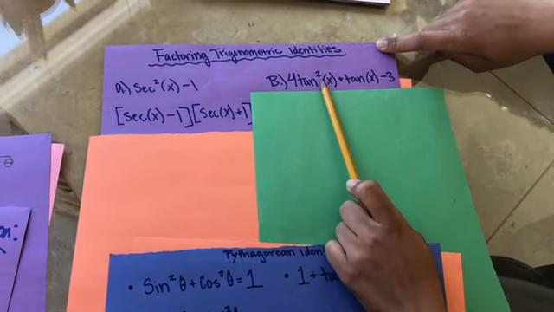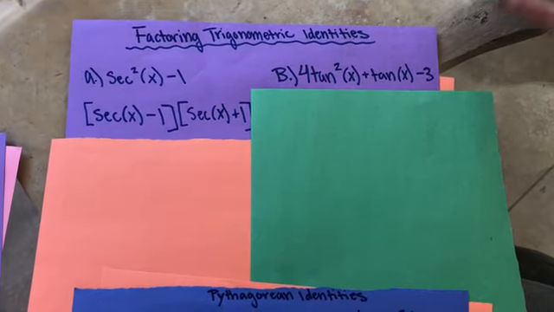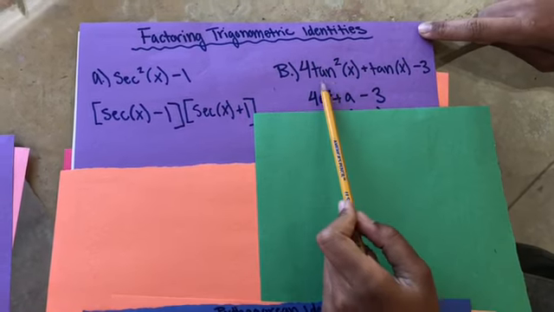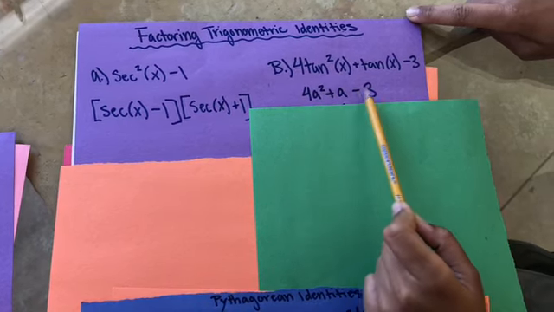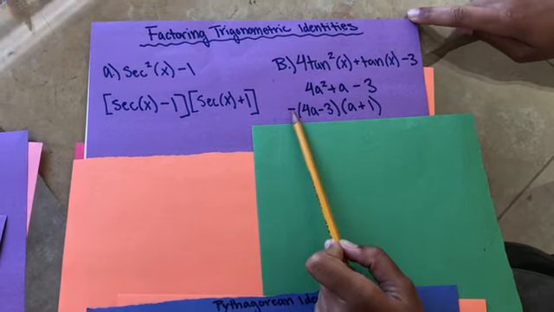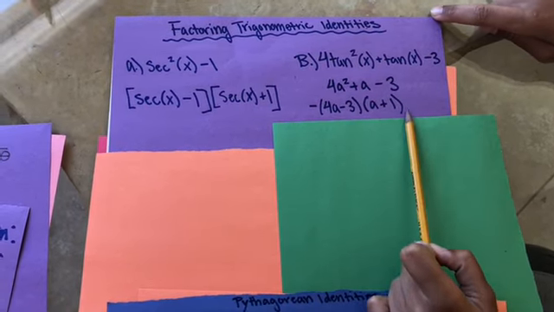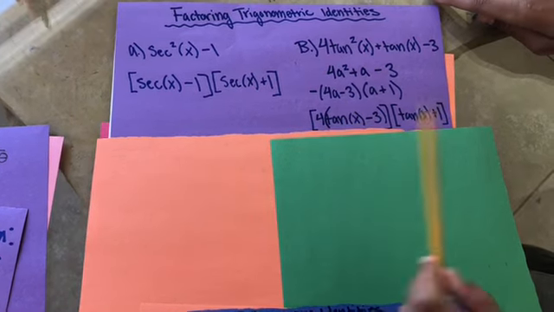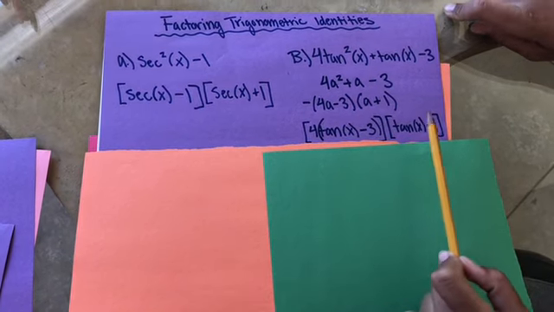In our next example, B, we have 4 tangent squared x plus tangent x minus 3. So we reduce that equation into 4a squared plus a minus 3, where a is equal to tangent. Moving on, we get 4a minus 3 multiplied by a plus 1, and our negative is coming from the negative 3. Then by adding tangent back into the equation, we get 4 tangent x minus 3 times tangent x plus 1.